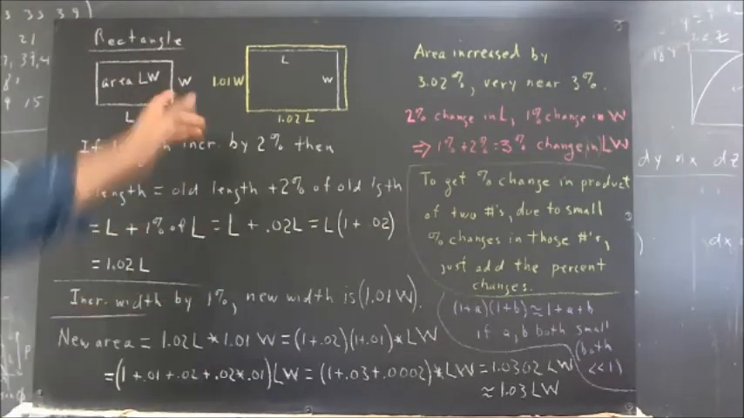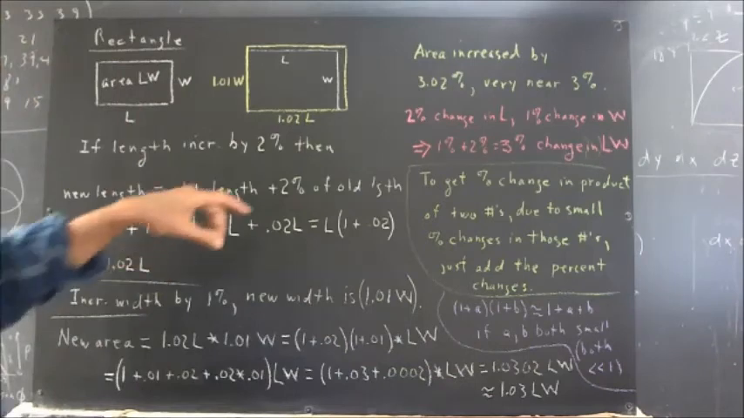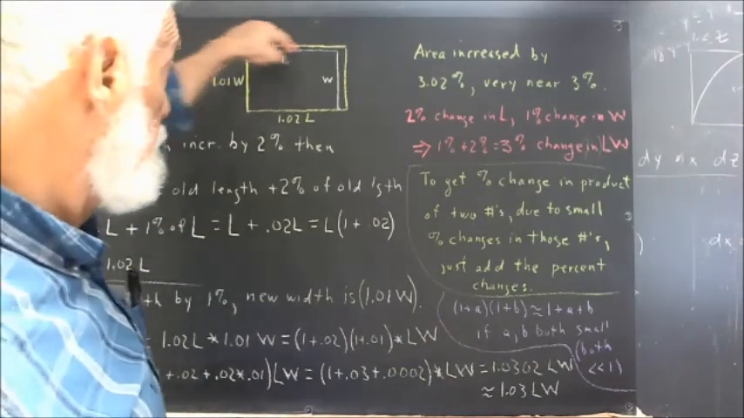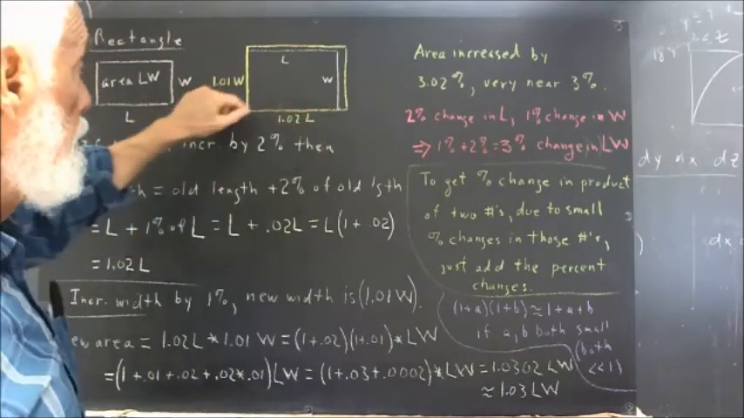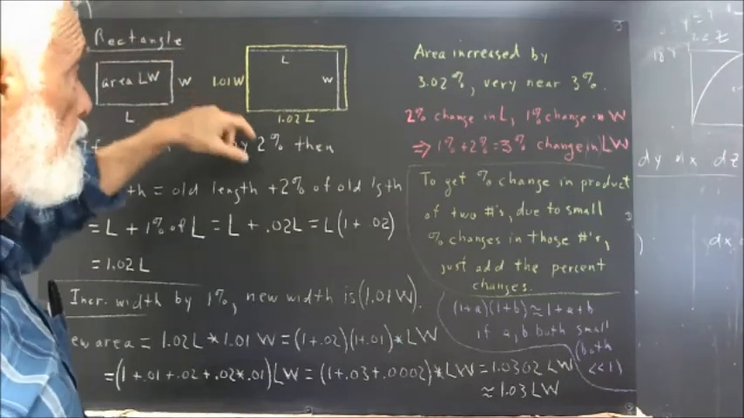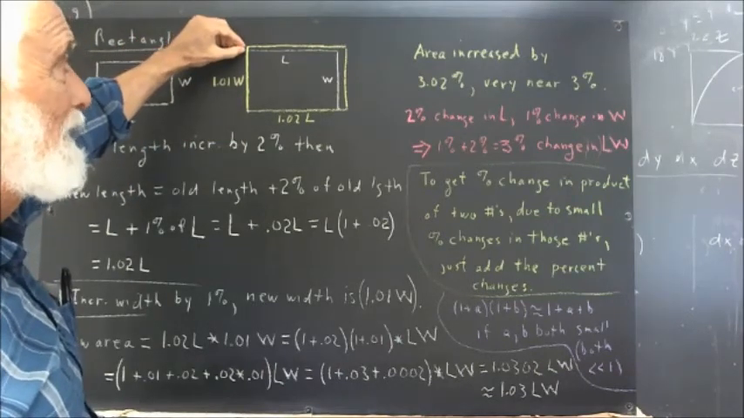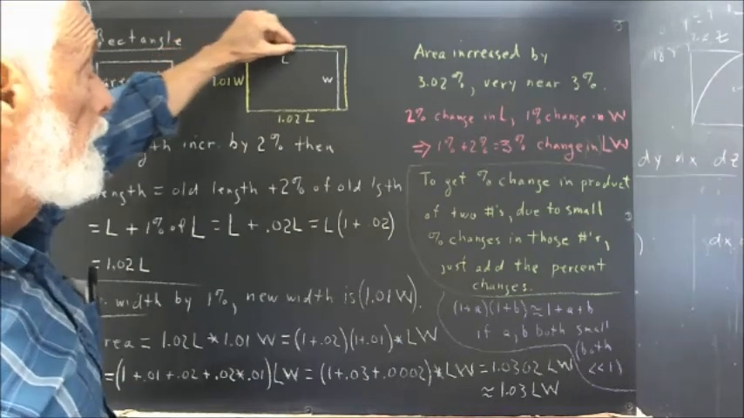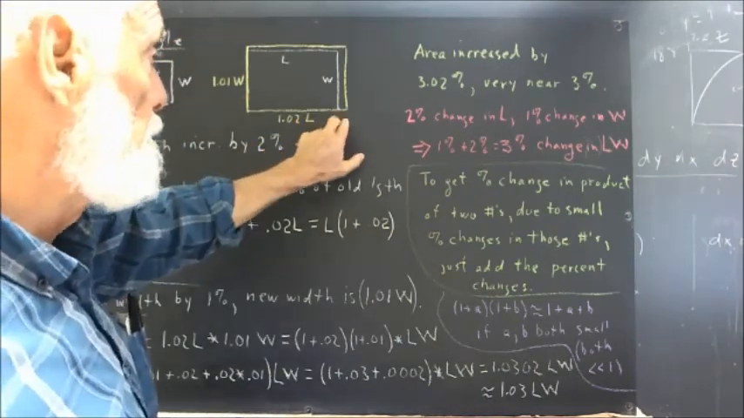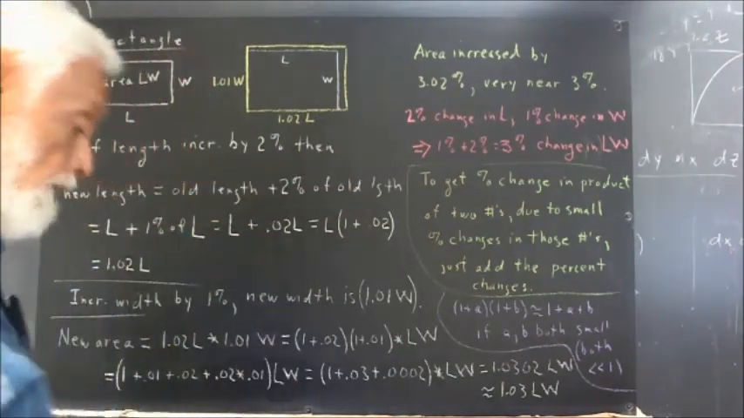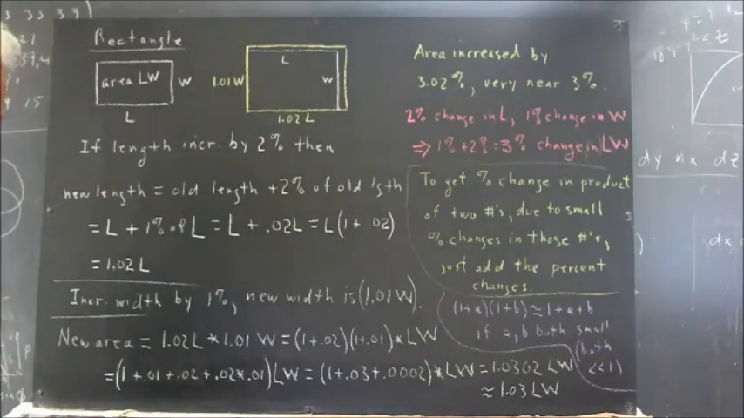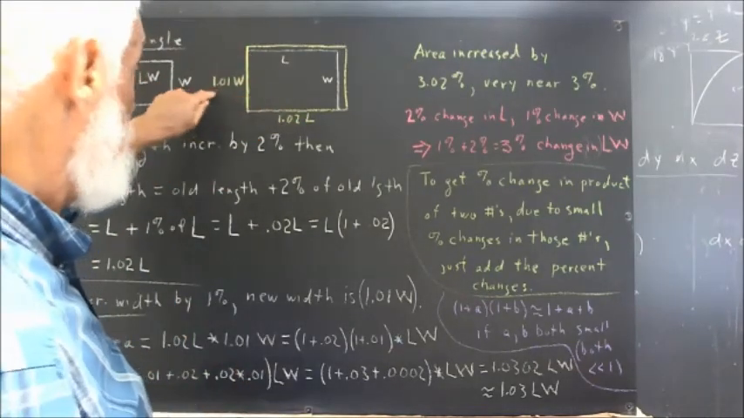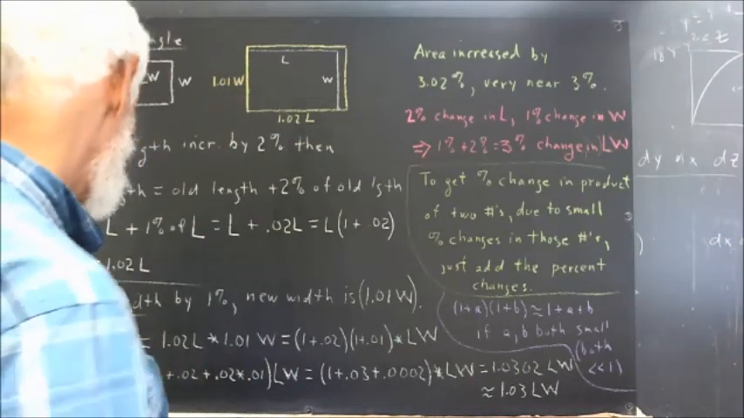There's a geometric connection to go along with the algebraic connection. Going back to our original rectangle, it's length L, width W, and we then increase the length to 1.02 L and the width to 1.01 W. Now, 1% of the width is a lot smaller than what I've indicated up here, and 2% of the length is a lot smaller than what I've indicated here. But you understand that I couldn't draw them with chalk and show just a 1% change.